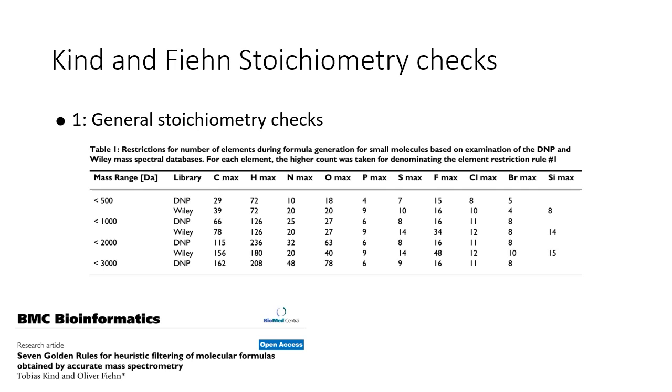The 2 different databases gave different results, and they recommend taking the larger result as the envelope-defining stoichiometry for that band. So for example, for molecules with less than 500 Daltons, they recommend a maximum number of 39 carbons, 72 hydrogens, 20 nitrogens, and so on. Whereas for molecules between 1000 and 2000 Daltons, they recommend a maximum of 156 carbons, 236 hydrogens, 32 nitrogens, etc.